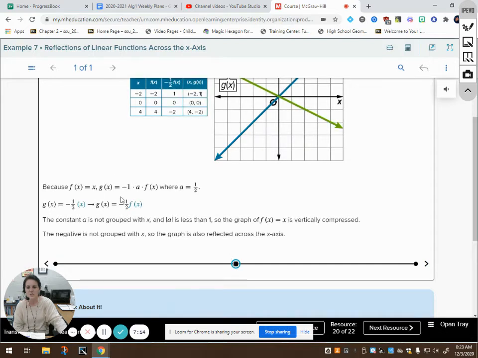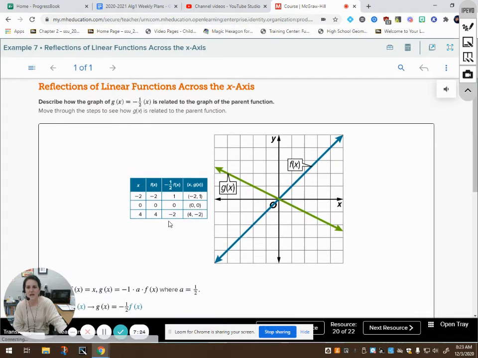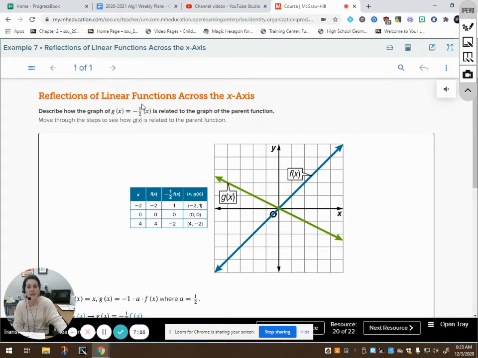What we're going to do is times everything. What does it say? Because f of x is equal to x and g of x is equal to -1, a times f of x, where a equals 1/2. Ooh, we have a fraction and a negative number. So think about what's going to happen here. It's going to change the steepness. Because it's a fraction, it's going to become less steep. And because it's negative, it's going to flip it over.